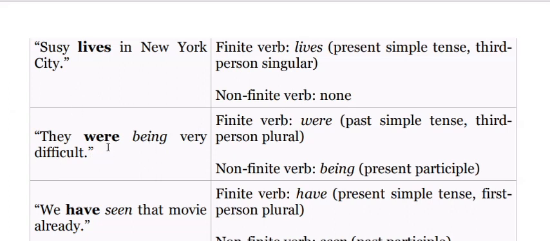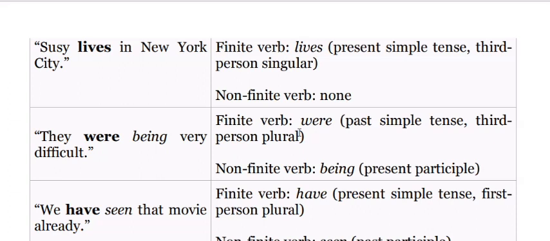They were being very difficult. Finite verb: were, past simple tense, third person plural. Non-finite verb: being, present participle. Being is a non-finite verb.